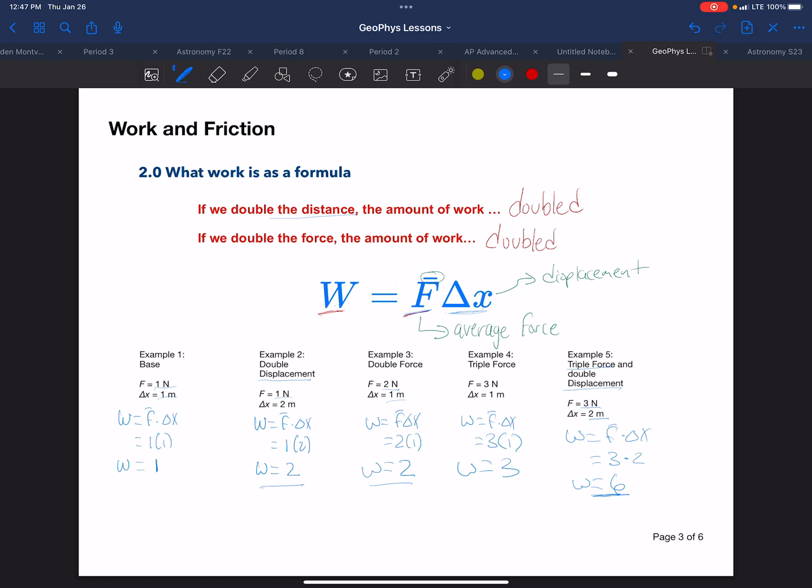So we could now do something as simple as saying, well, what happens if there's 12 times the force and there's 3 times the distance? Well, you could see automatically it'll be 36 times as much.